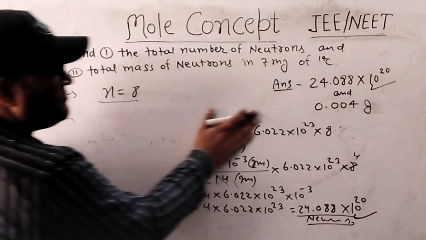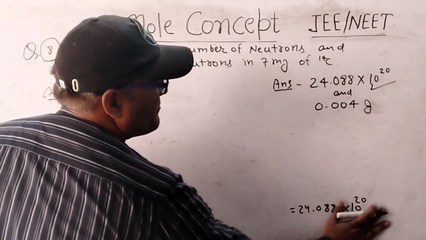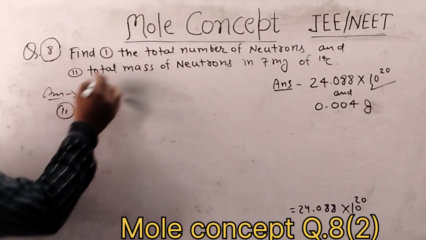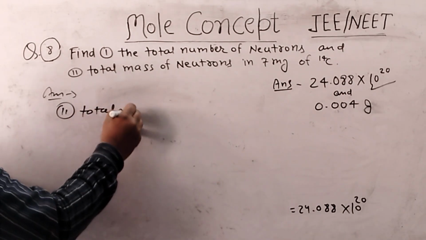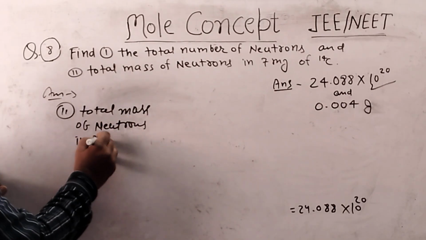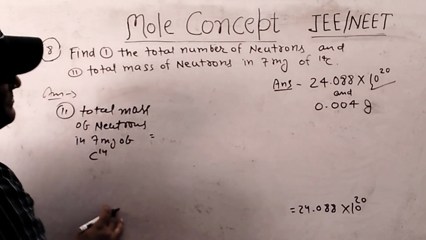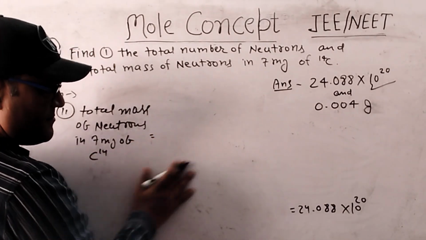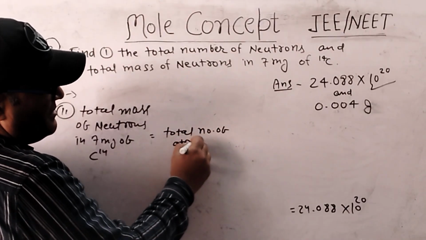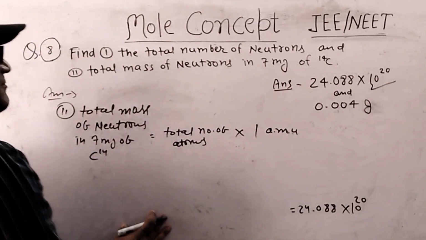Now with the help of the calculation of the number of neutrons, the total number of neutrons, we can solve question number 2. According to question number 2, the total mass of neutrons in 7 milligram of carbon 14. So here the formula is total number of atoms multiplied by the value of 1 AMU. So what is the value of AMU?